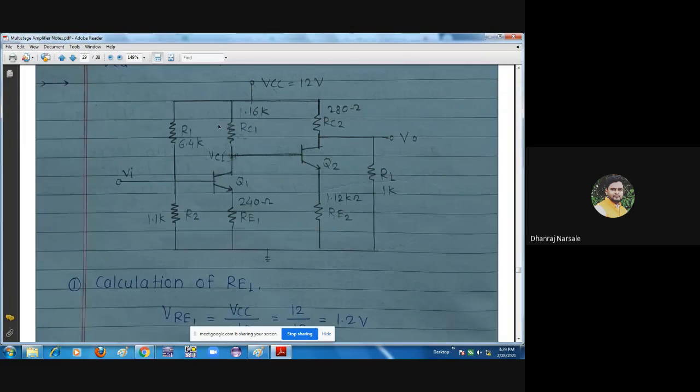Then by applying the voltage divider rule, at this R2 and R1 in series, the input voltage is VCC. According to the voltage divider rule, the voltage drop across this resistor, VR2, is equal to this resistor divided by this resistor plus the series resistor, into the input voltage. So VR2 is equal to R2 divided by R2 plus R1 into VCC.